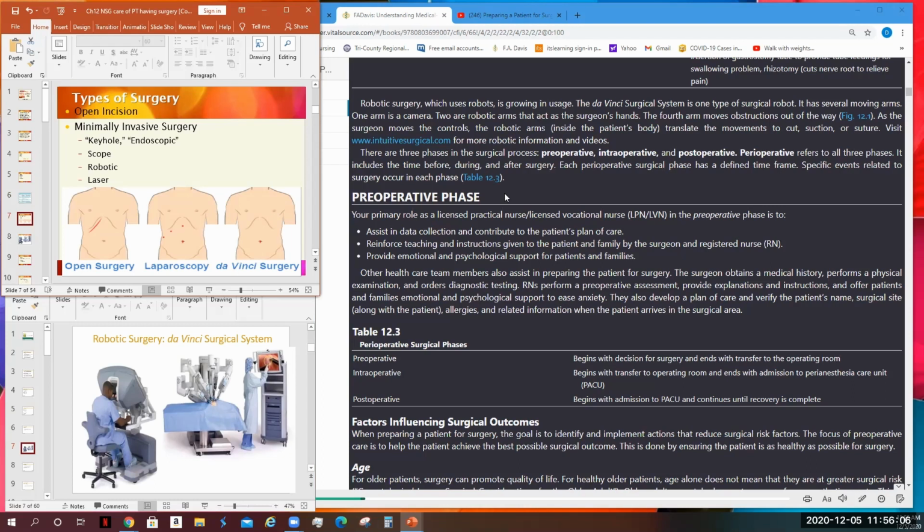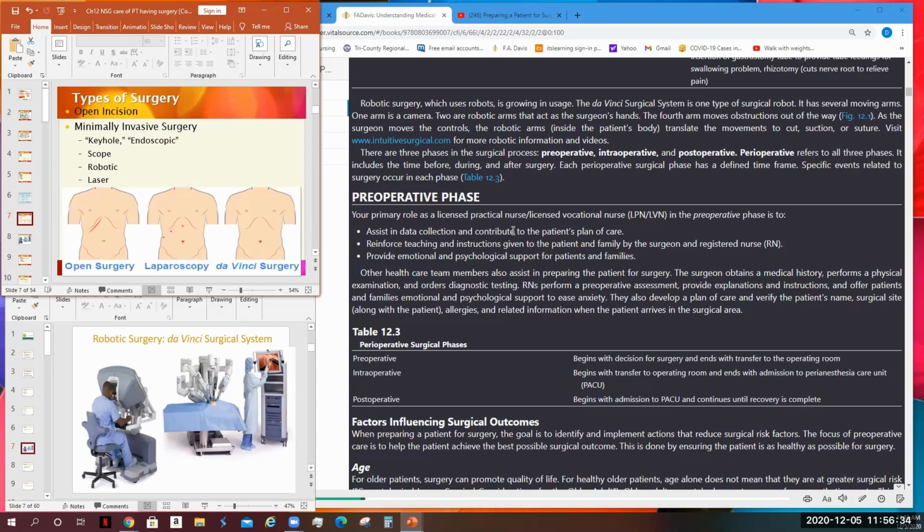In the preoperative phase, your role as a licensed practical nurse is to assist in data collection and contribute to the patient's plan of care, reinforce teaching and instructions given to the patient and family by the surgeon and the registered nurse, and provide emotional and psychological support for patients and families.